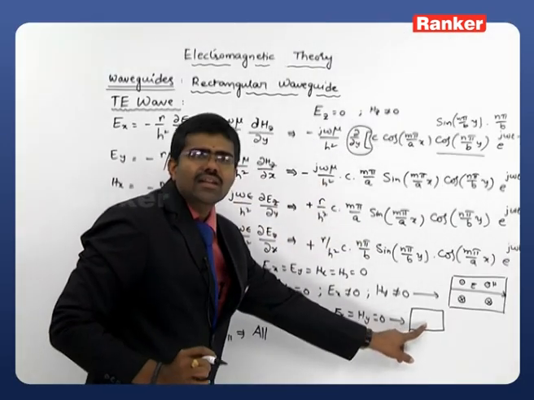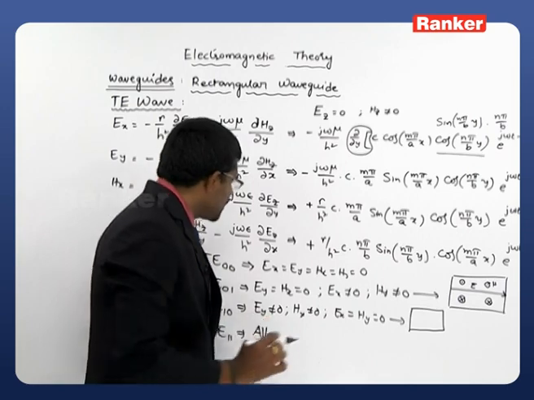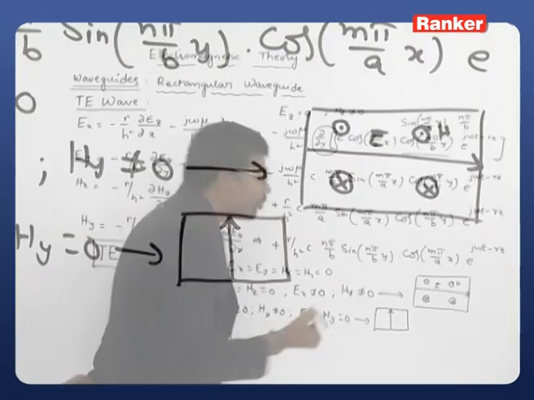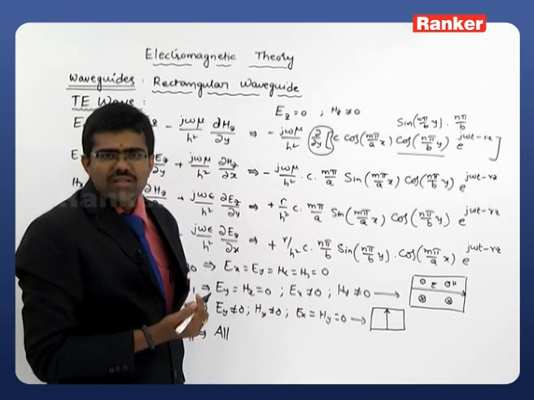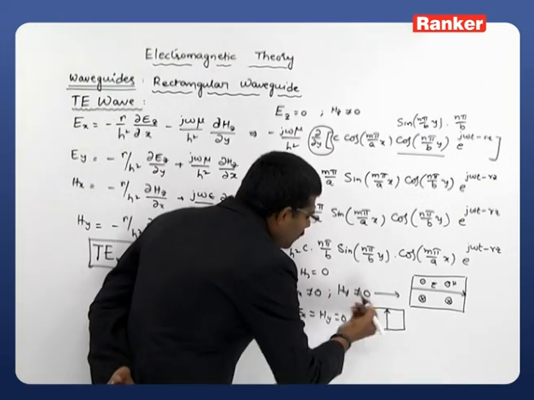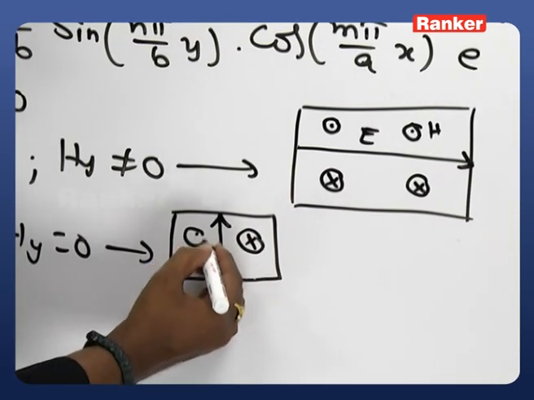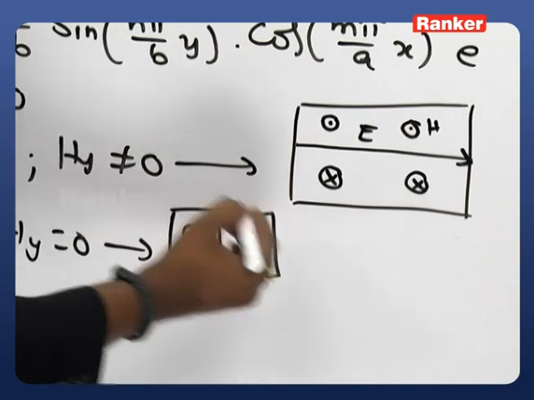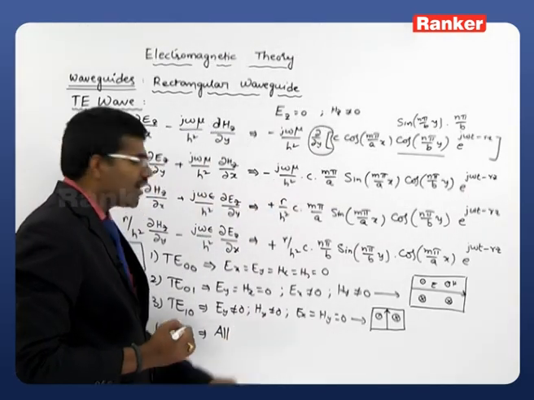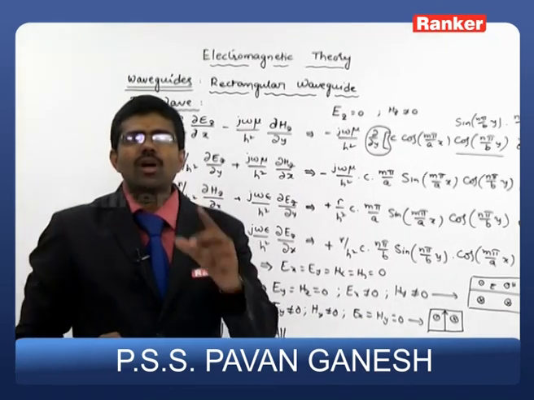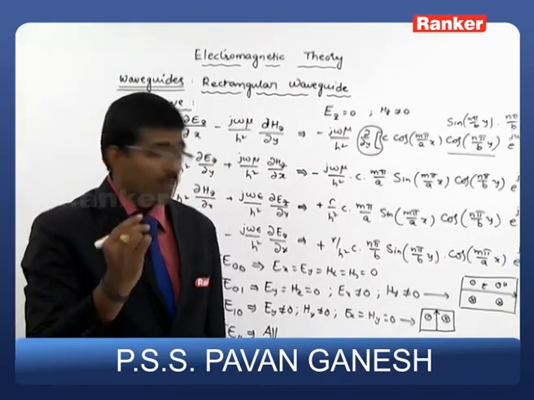So if you are drawing for this one, let us consider this is the rectangular waveguide that we have. The field component which is existing is in y direction. This is the electric field component which is existing in y direction. Now what will be the magnetic field? Clearly the magnetic field is like this. So this is coming out of the plane and it is going into the plane, and that magnetic field is along x direction.